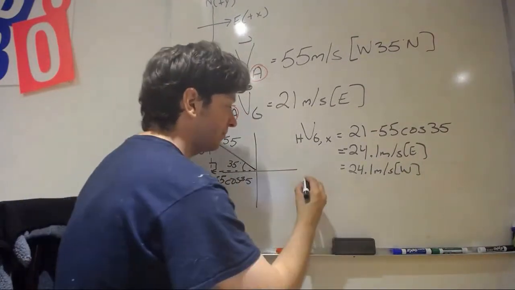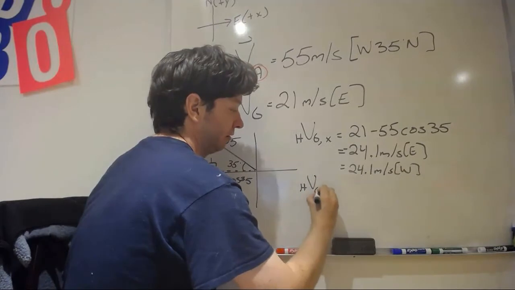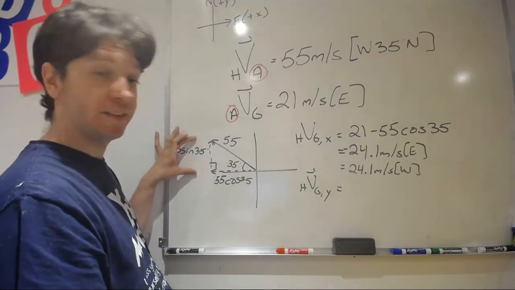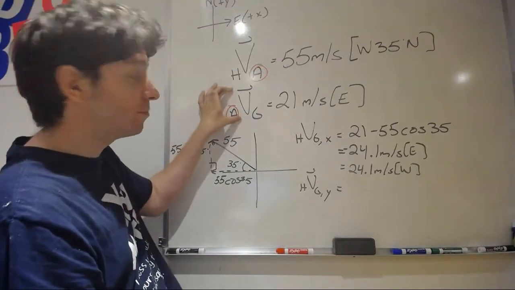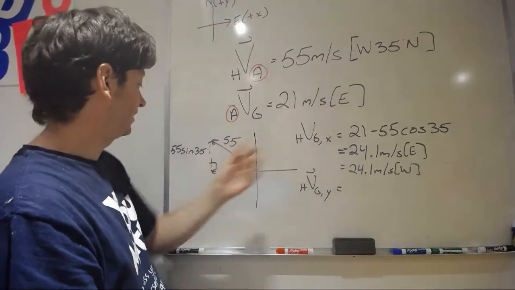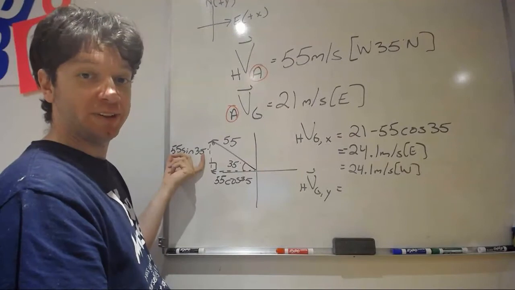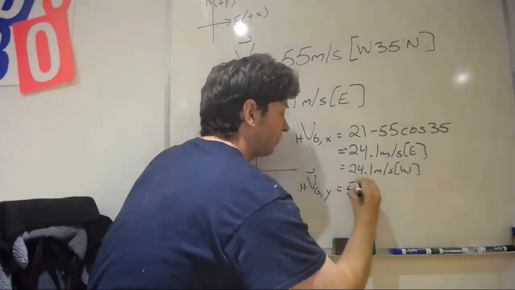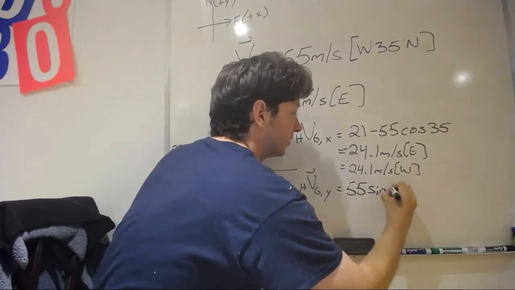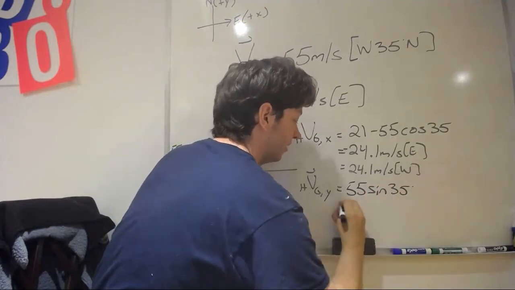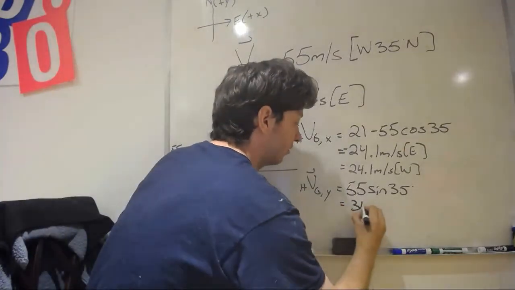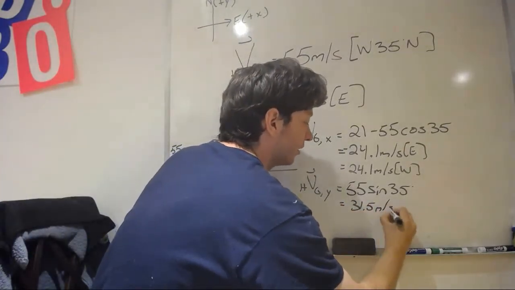Now the y component for ground speed is simply this component here. There is no y component for this one because it's perfectly east. So our y component is simply this. And it's north, so it's already in our positive direction. So we have 55 times the sine of 35. And we get 31.5 north.